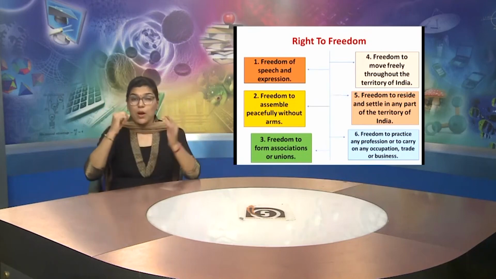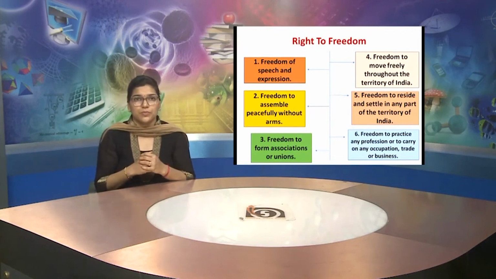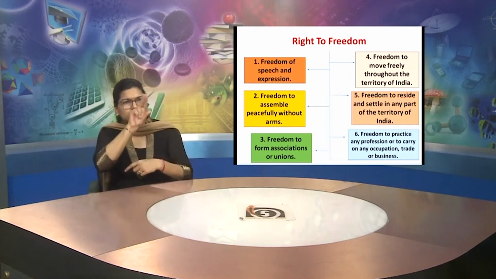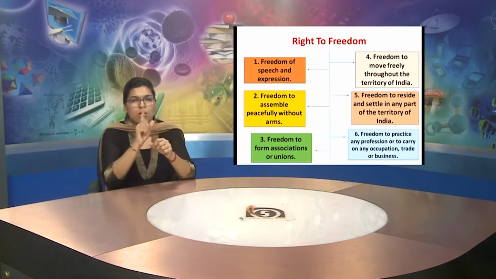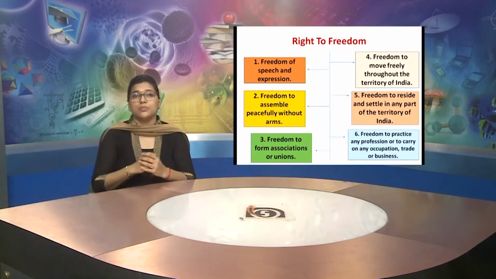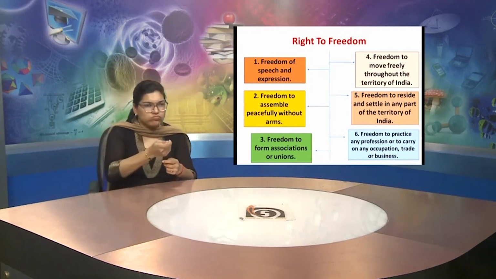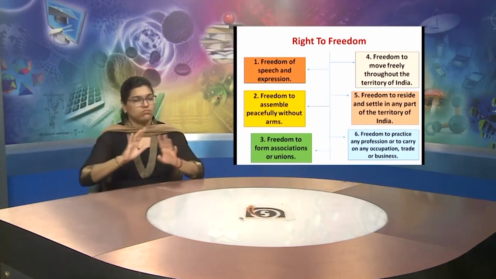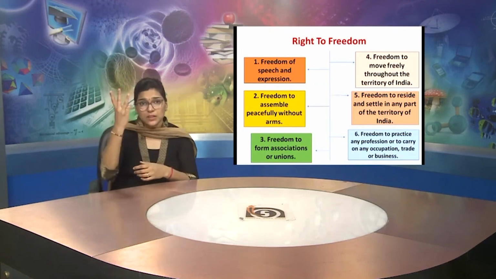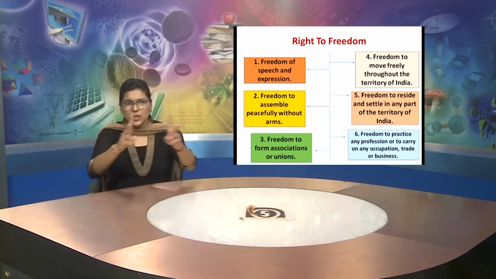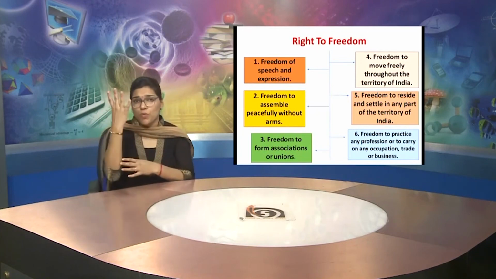Now let us understand the right to freedom. This has 6 sub-explanations. The first point explains that we all have freedom of speech and expression. The second point, which comes under right to freedom, explains that we all have freedom to assemble peacefully without arms. Arms here means weapons and the instruments which can destroy the things or the other people. The third point which comes under right to freedom is that we all have freedom to form associations or unions.